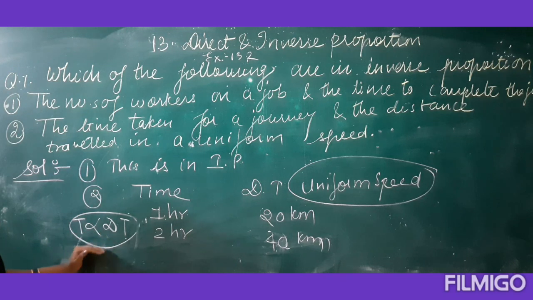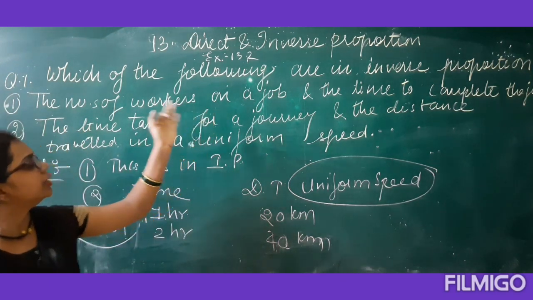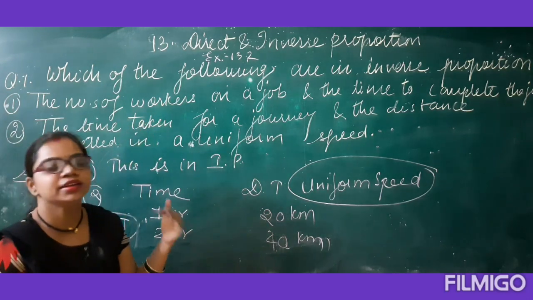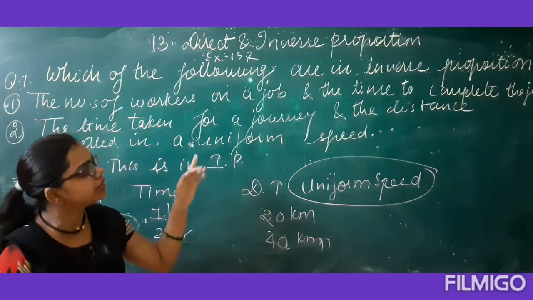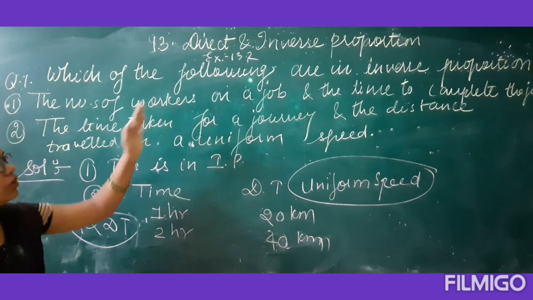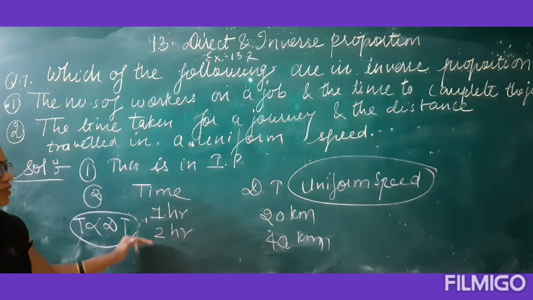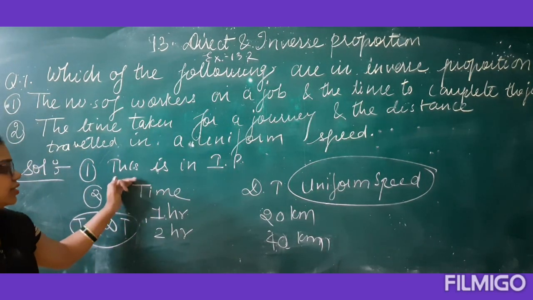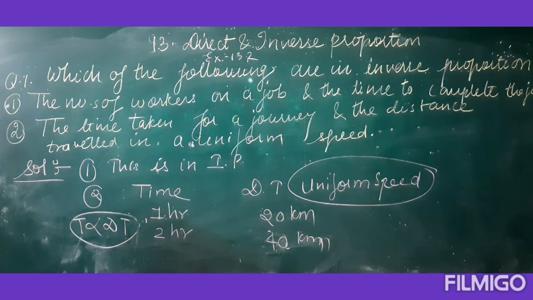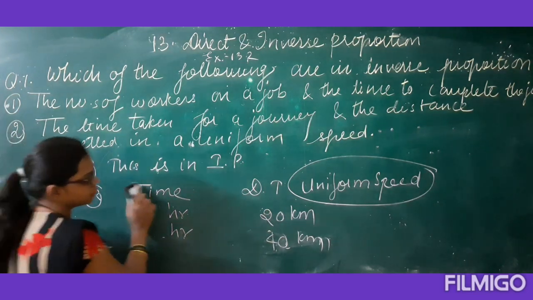In the second question, it is not asked whether they are in direct or inverse proportion. Here it is asking which of the following are in inverse proportion. So this is not in inverse proportion. The second answer will be: this is not inverse proportion.